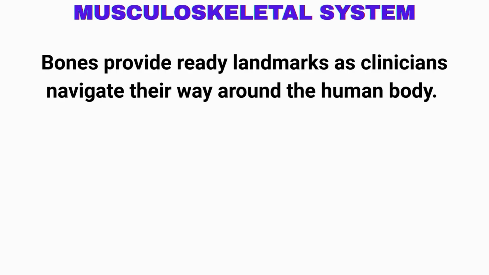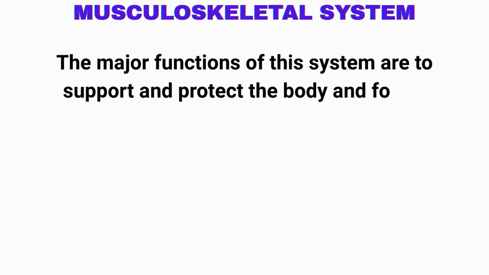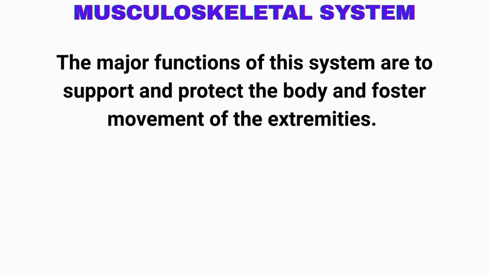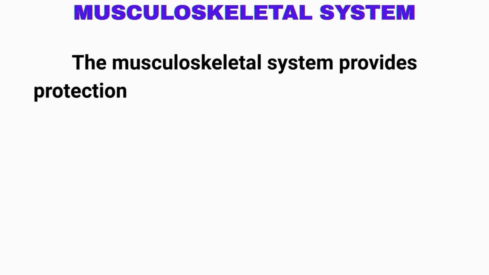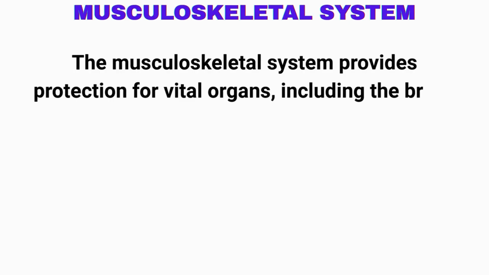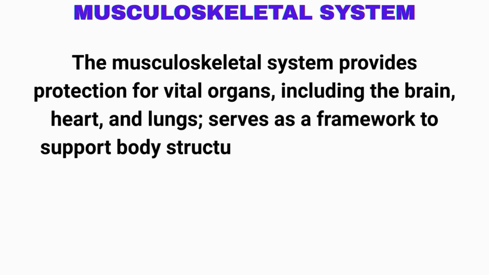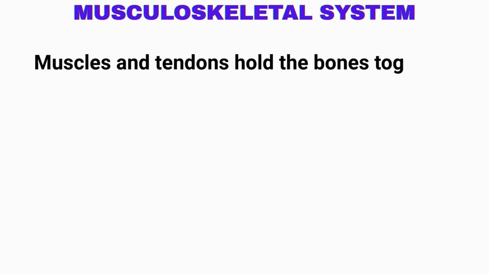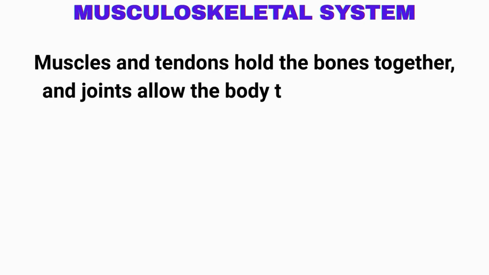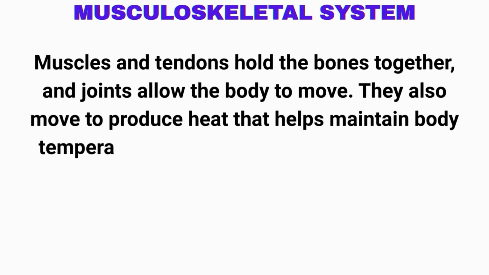anatomy and physiology. The major functions of this system are to support and protect the body and foster movement of the extremities. The musculoskeletal system provides protection for vital organs, including the brain, heart, and lungs, serves as a framework to support body structure and makes mobility possible. Muscles and tendons hold the bones together and joints allow the body to move. They also move to produce heat that helps maintain body temperature.